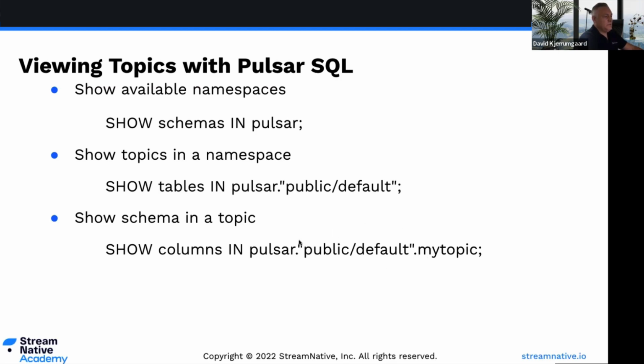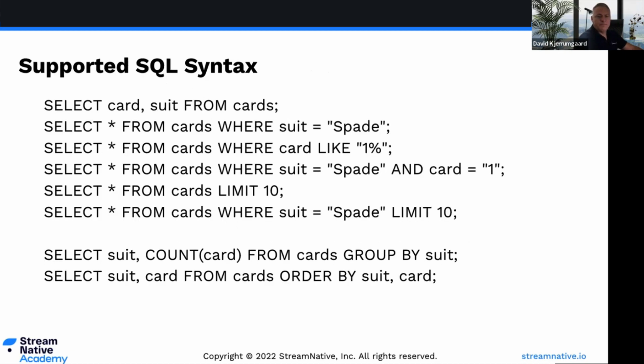Note that you have to double quote the tenant and namespace, just because the backslash is interpreted as an escape character for the Trino and Presto interface. So this is the only place where you use double quotes when you're interacting with the Pulsar SQL command line shell. This is where you have to double quote things because of that.